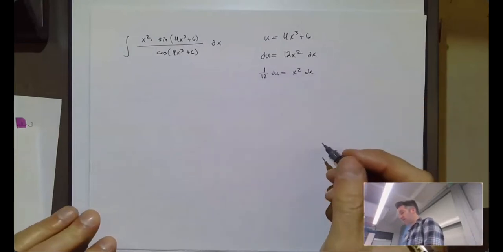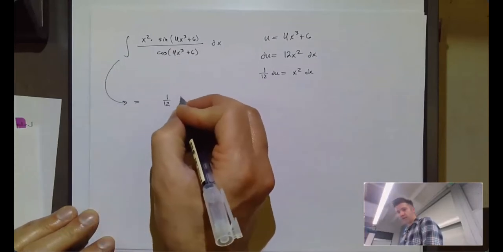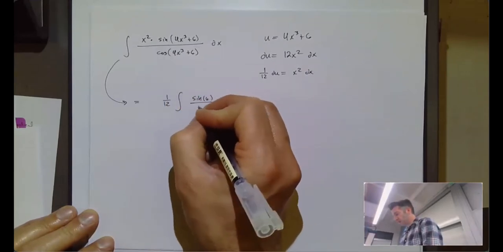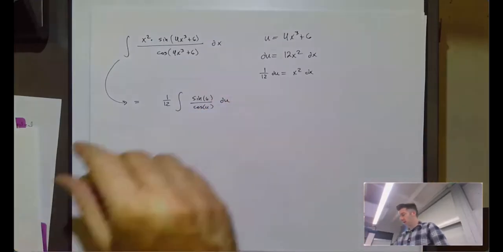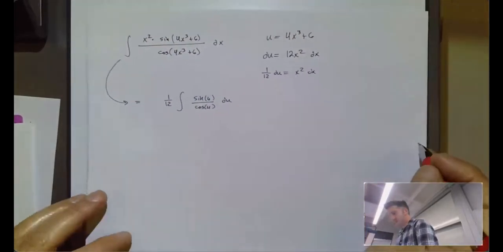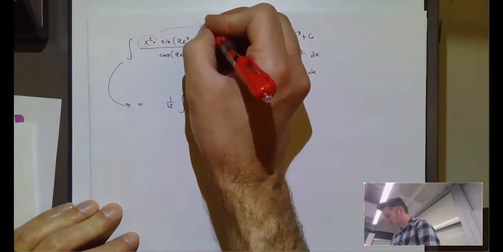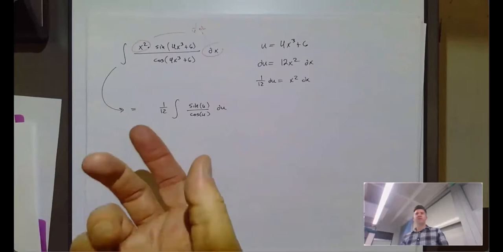So if I do that, here's what I'm going to get. It's going to be equal to 1/12 the integral of sine of u over cosine of u du. Right, because the x squared dx was my 1/12 du. But now we're faced with integrating sine of u over cosine of u, which you could think of as tangent, although it's not particularly helpful to do so.